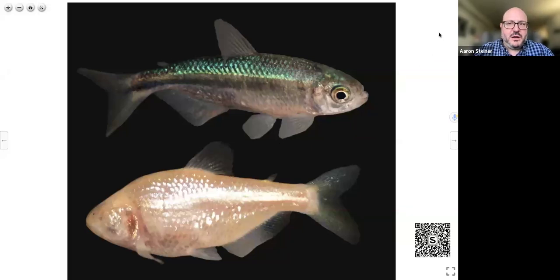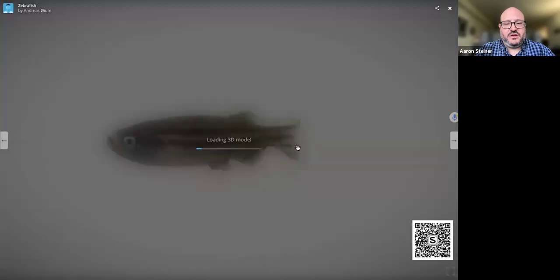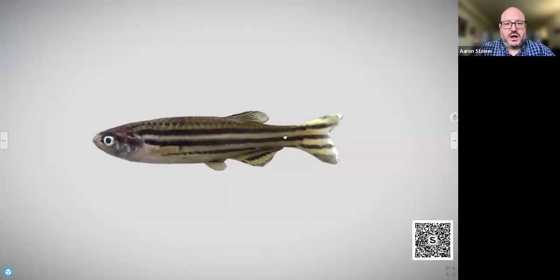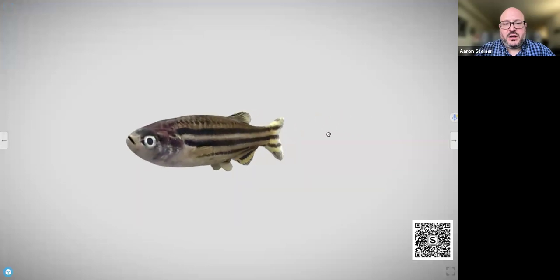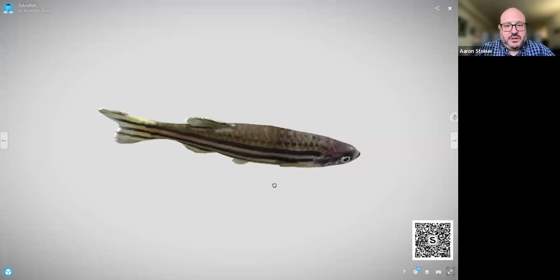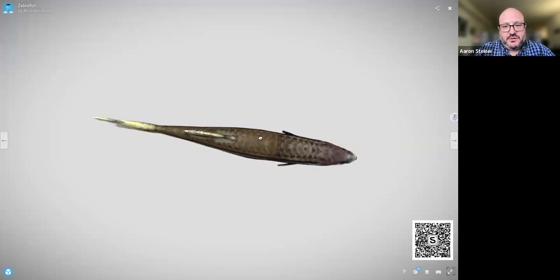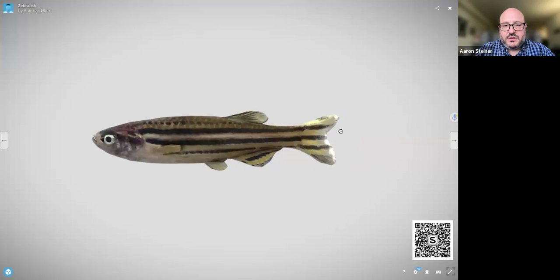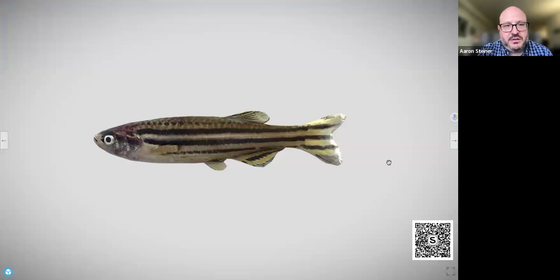The fish that I study in my lab are called zebrafish, and this is a zebrafish right here. You can see this fish is more elongated, and they're quite small, only about an inch long. That's what they look like from the top. You can rotate them around, and you can get them on your phone if you want using the QR code. Zebrafish are native to India, Bangladesh, and Pakistan, and they're a very commonly used model system.